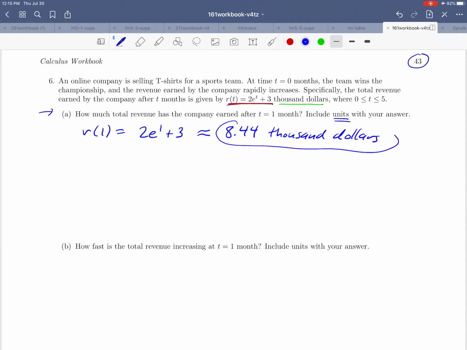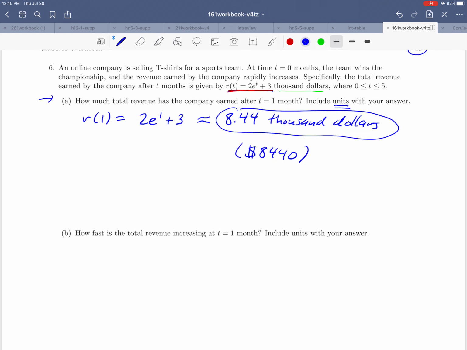And so we have just answered the question asked in part A. At time 1 month, the company has earned $8.44 thousand. Or if we wanted to, we could also write it in more standard form, like that. That would be just another way to write our answer.